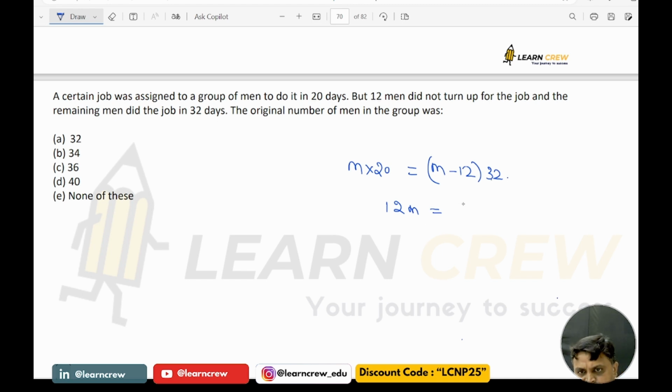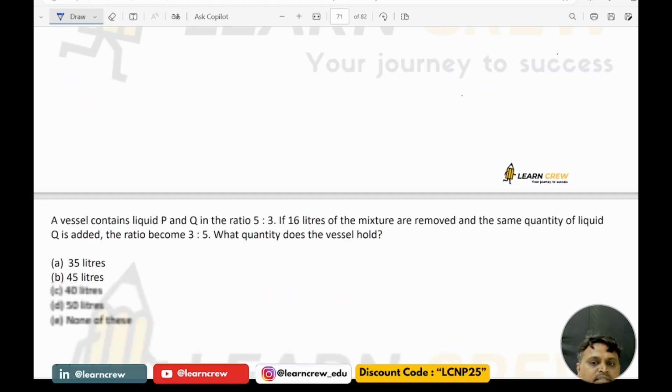32 into 12. 32 minus 12M is equal to 32 into 12. So you can say M is 32. Initial men, there are 32 men. So answer is 32. Next.